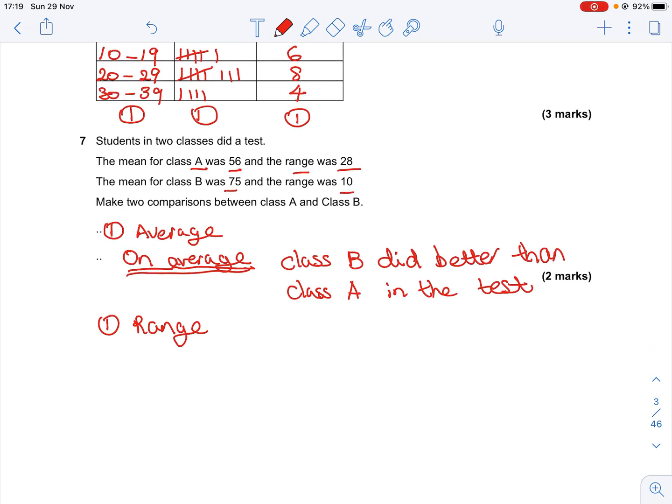And the second one, you need to make a sentence about the range. So you need to say, the marks in B were less spread out. So remember, when we say about range, we're saying how spread out something is, or how dispersed the data is. So the mark in B has a range of 10, and the range in A was 28. And class B was less spread out. The range was smaller.